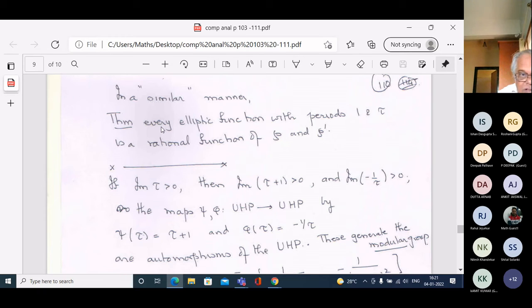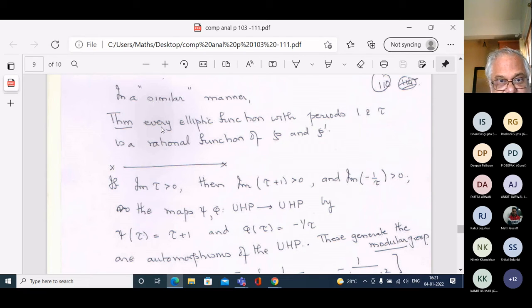So if you look at these two maps from the upper half plane, you see now I'm changing the point of view that I have here. Previously, I was keeping tau and 1 fixed and thinking of these elliptic functions as functions of z. Now I want to understand what is the role that tau is playing. So I want to change the tau.